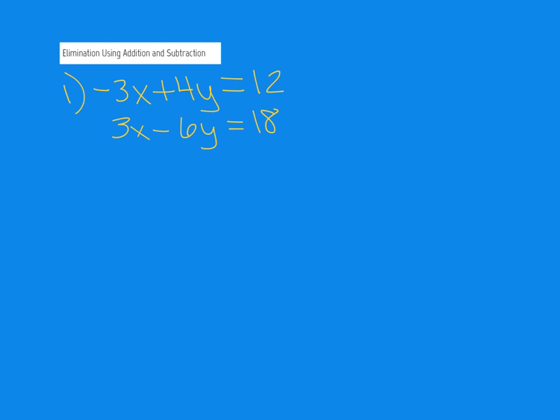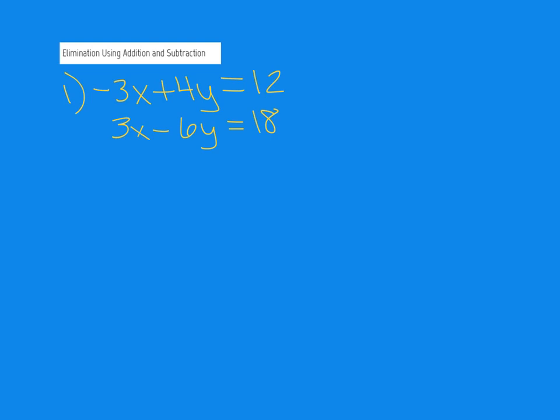Learning about elimination using addition and subtraction. Elimination is a good word for this because you are trying to eliminate one of the variables in order to solve for the other variable. So we're going to combine both equations.